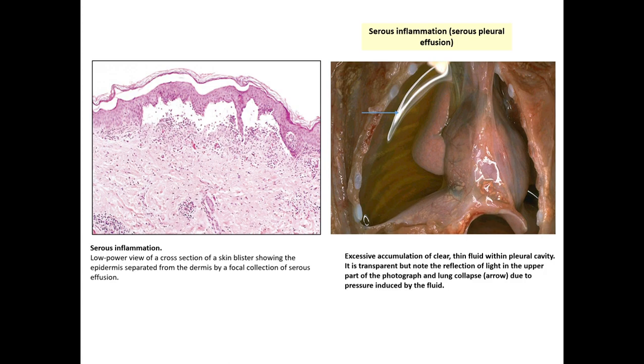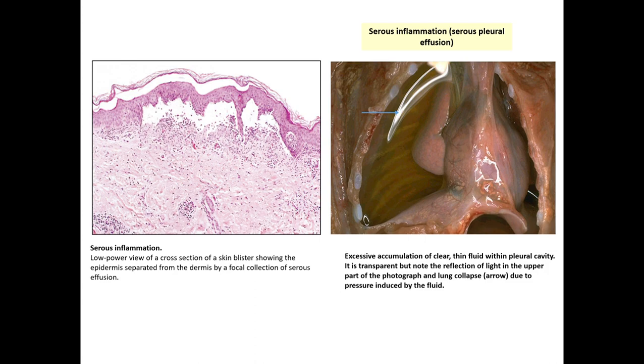Of course, this fluid appears transparent, between the epidermis above and the dermis below. You see a white space; this is the space containing the transudate that forms the blister. So this is an example of serous inflammation.